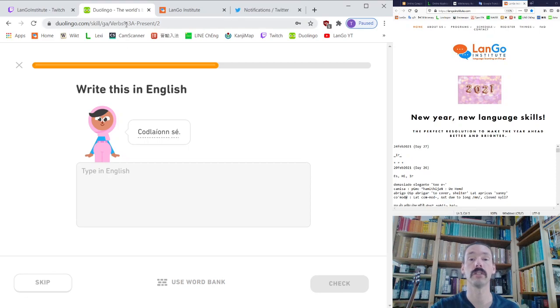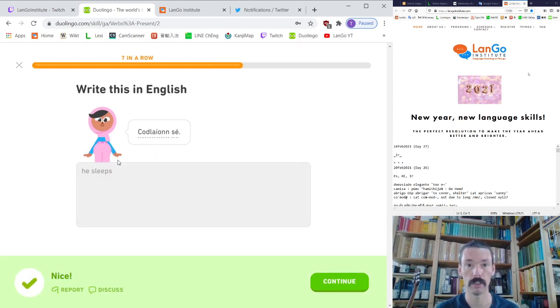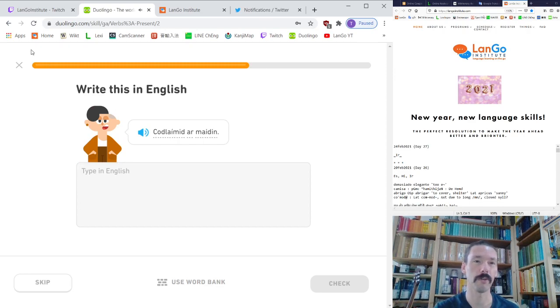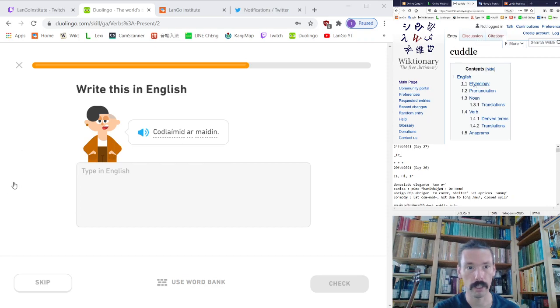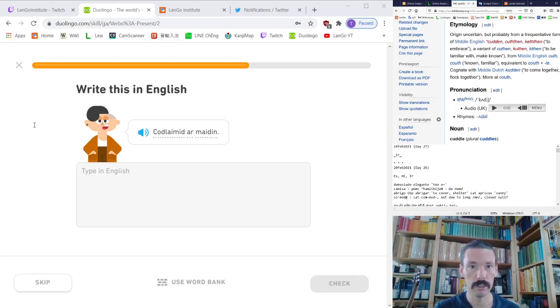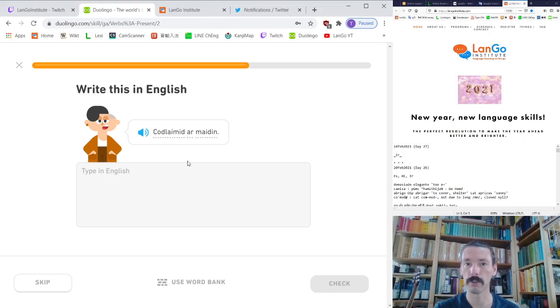Codlaíonn sé. He sleeps. He sleeps. Codlaimid maidin. I wonder if our word cuddle has anything to do with this Irish word. That'd be fun. This is Wiktionary, a great online resource. Kudden, kuthen, kithen. Be familiar with, yeah. Alright, no, happens to look like the Irish word for sleep. Codlaimid ar maidin. This phrase here means in the morning. We sleep in the morning.